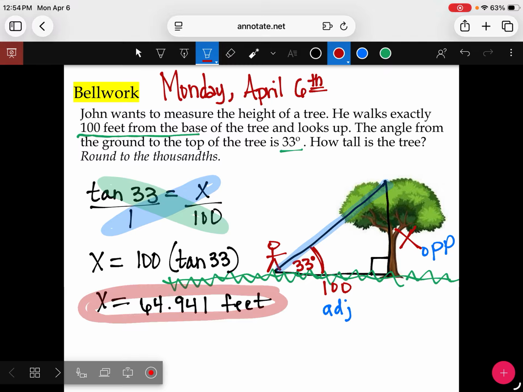Any questions about our bell work? All right, go to page 9 in your notes. Page 9 in your notes.